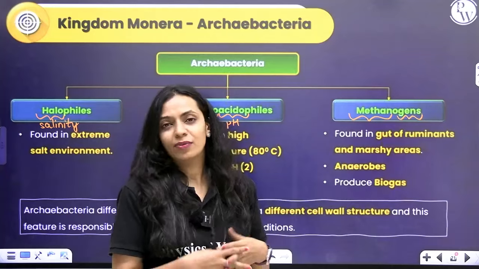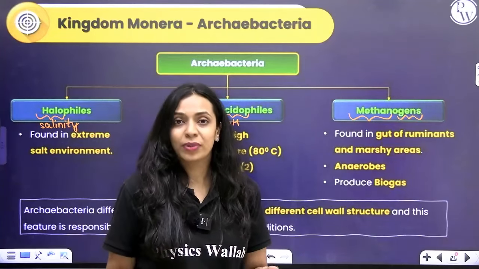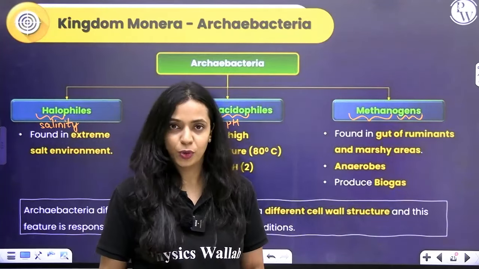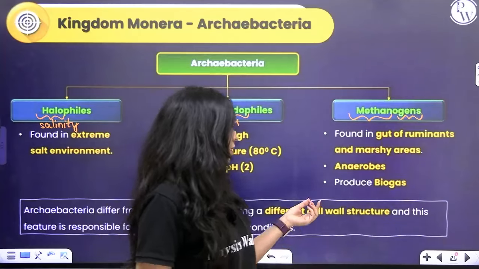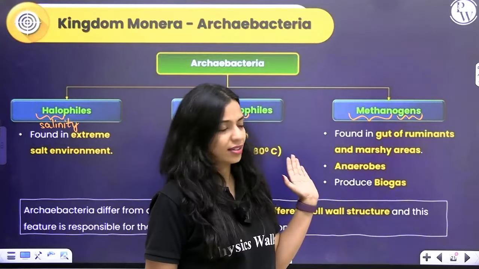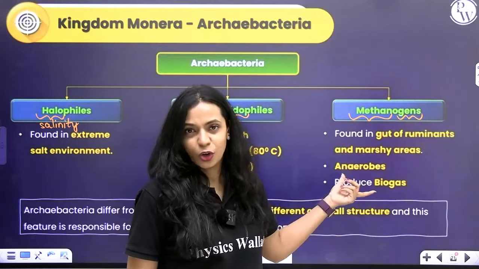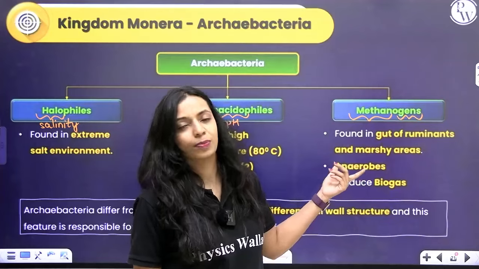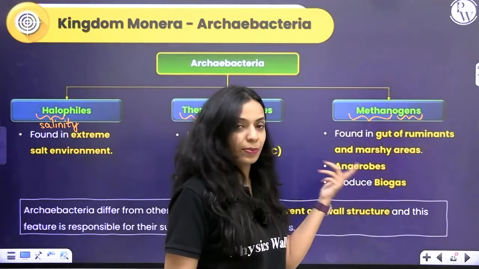Where can we find them? We generally find them in the gut of ruminant animals like cow and buffaloes, like in cattle. And yeah, they are present in marshy areas. They are anaerobic in nature. They can survive without the presence of oxygen, and they produce biogas.